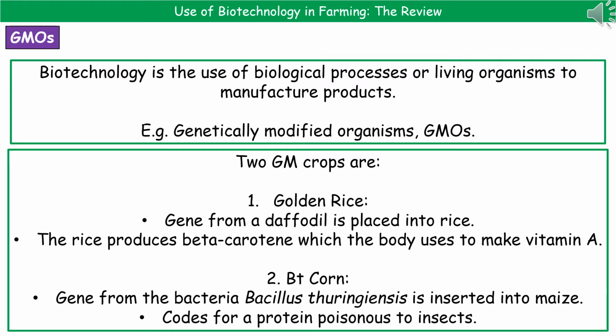The next thing we need to know is about how we use biotechnology in farming. So biotechnology is the use of biological processes or living organisms to manufacture products. And a good example of this are the genetically modified organisms.